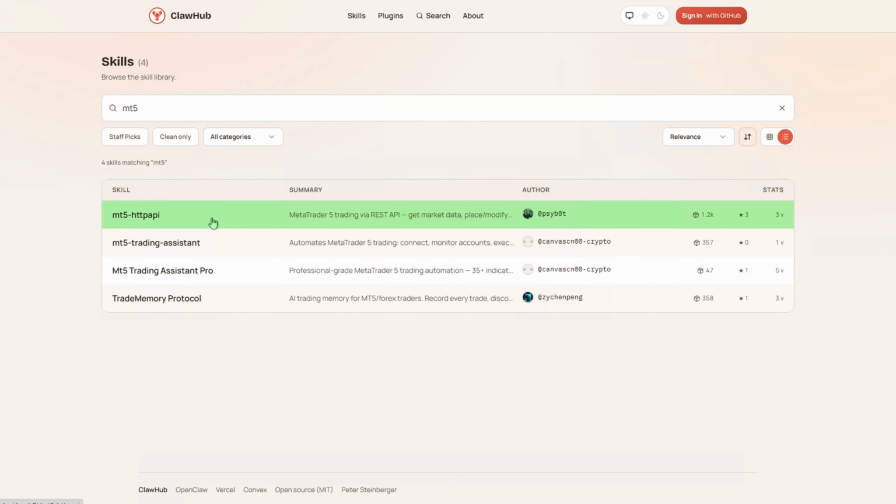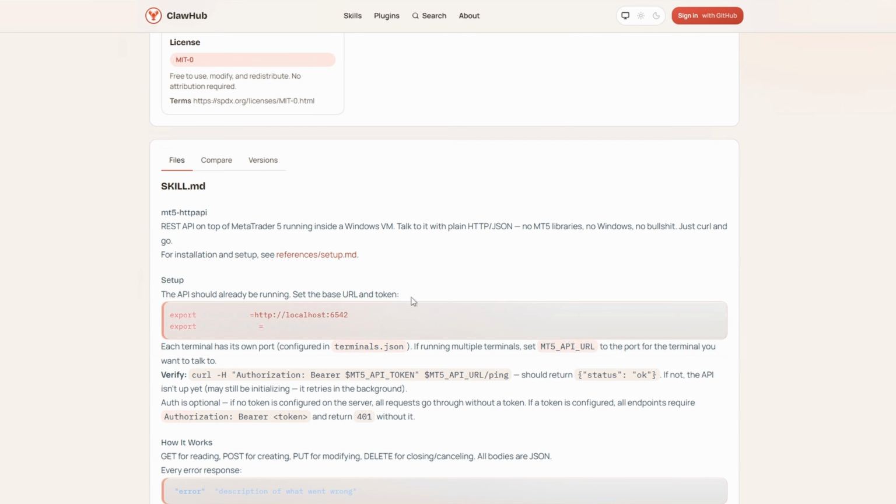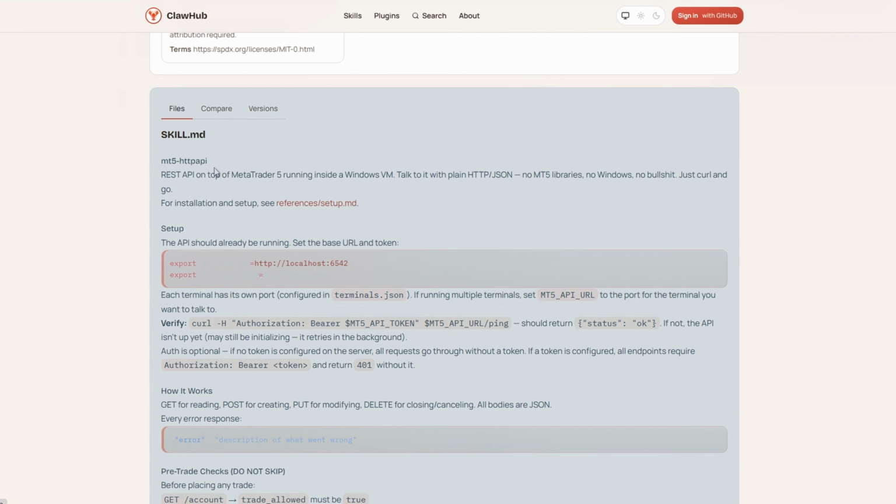From the Claw Hub, I found this skill and installed it. It creates a bridge between your Claw bot and the MetaTrader platform. This one seems to be secure according to VirusTotal and OpenClaw. It is scanned, so it's supposed to be safe to use. And you can see how it works and what it requires. This is important: we have here the setup, the steps, and what it does.